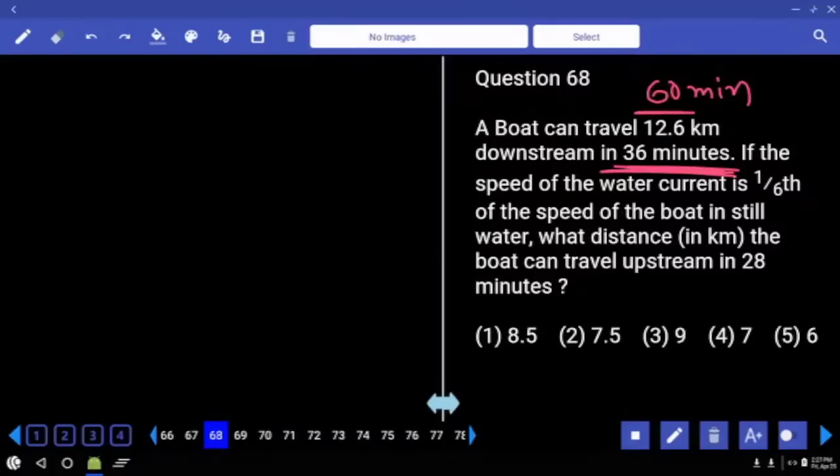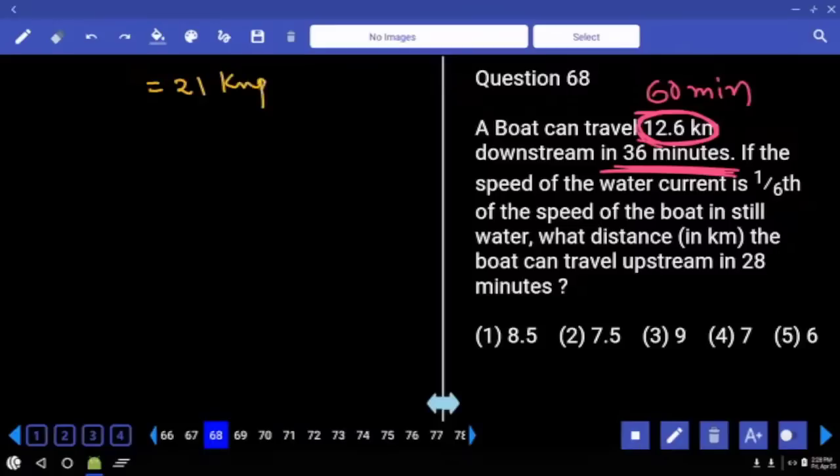Using 36, get 60. 36 divided by 6, how much do you get? Into 10, how much do we get? Is that what we want? Whichever way you want, you can do it. Understood? So I followed divided by 6 into 10. Then I will get 60 minutes using 36 minutes. Now apply this for 12.6 kilometers. Divided by 6, 2.1, into 10. Then the downstream speed is equal to 21 kilometers per hour.